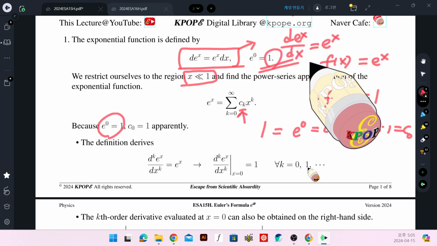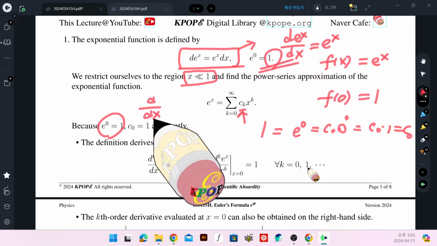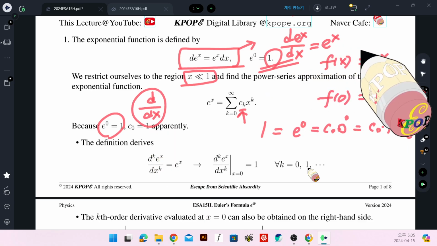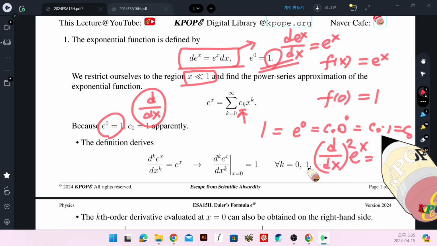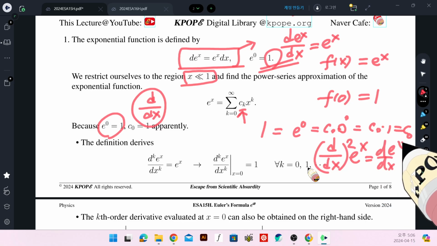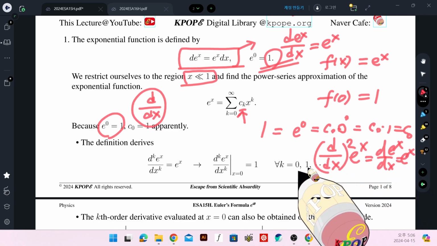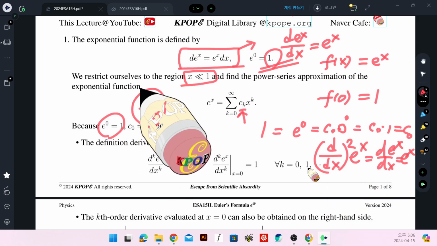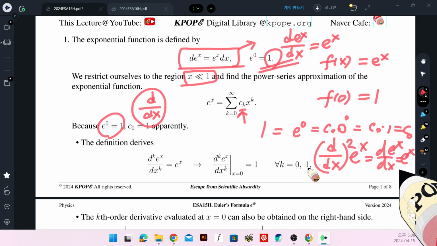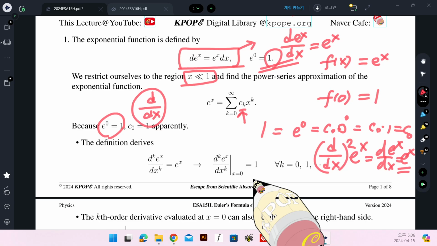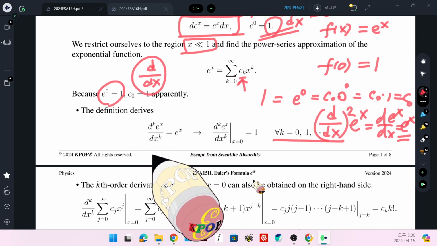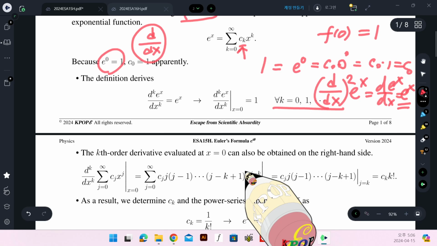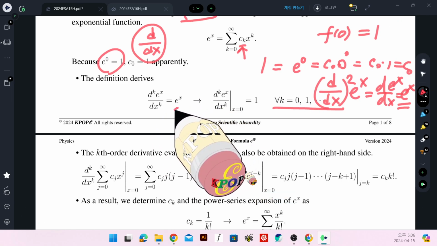We apply the derivative operator d over dx one more time. Then d squared over dx squared of the exponential x is again the exponential x. So however many times we apply this operator, we end up with the same function, exponential x. So for any k, the application of the differential operator k times to the exponential function results in the same function.